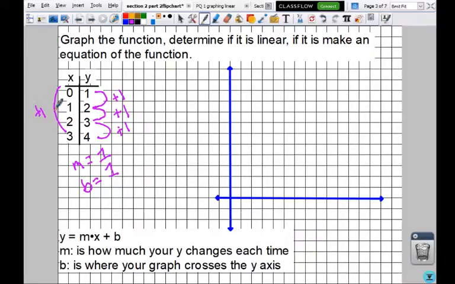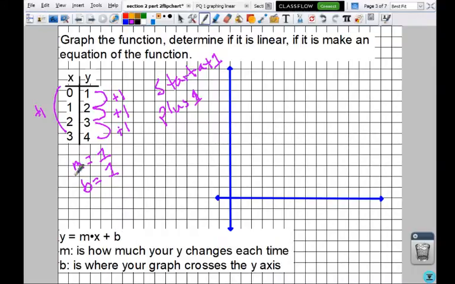Remember how we talked about words last time? We said start at 1 and then +1. It's kind of the same thing, except this time we're writing it out as an equation mathematically. So I actually have all the information I need to make my equation.